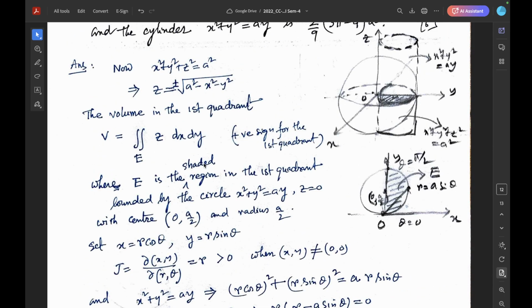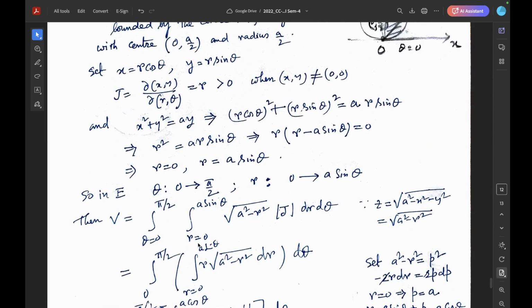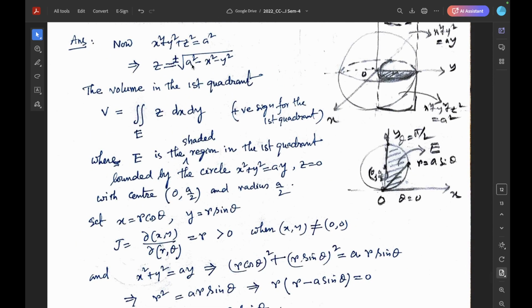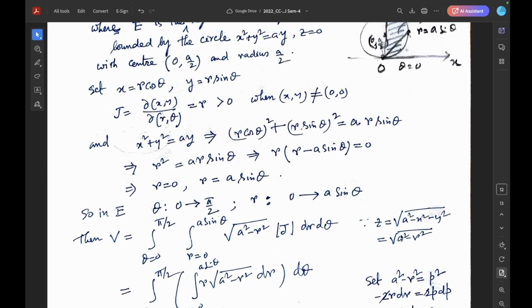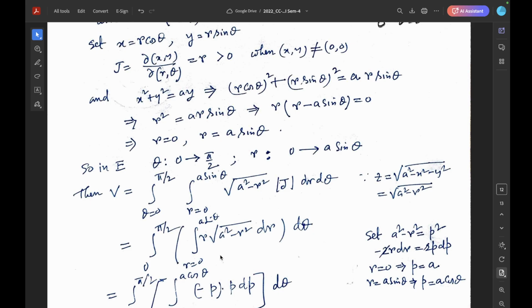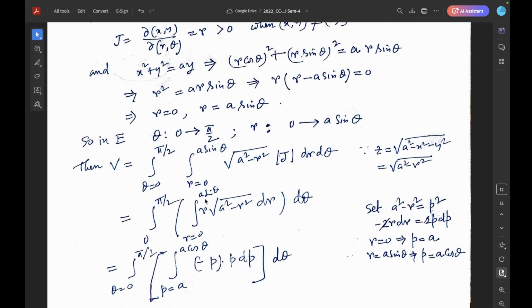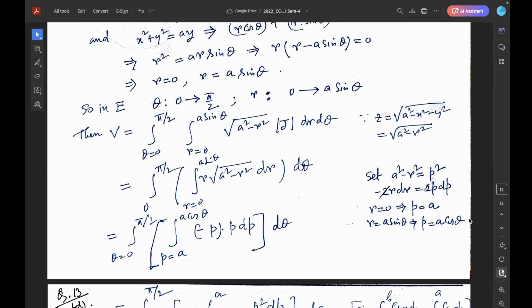The value of z is the square root of a² − x² − y², so this equals the square root of a² − r², times the modulus of the Jacobian, |J| = r, dr dθ, with r from 0 to a sin θ and θ from 0 to π/2. Put a² − r² = p². When r = 0, p = a, and when r = a sin θ, p = a cos θ. So we get p · p dp dθ.